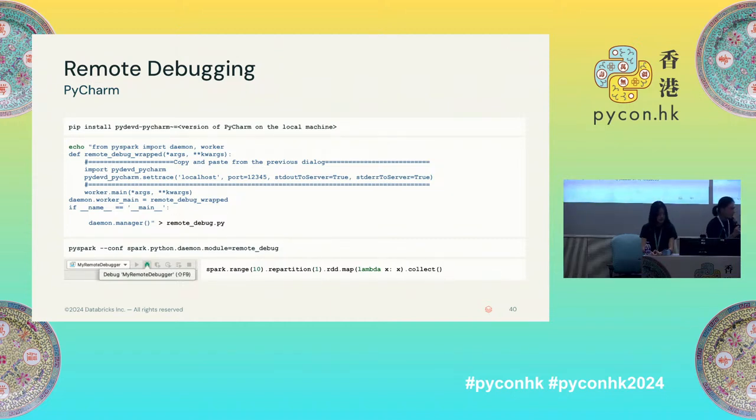So with this, you start the PySpark application, and then you run a Spark job. In PyCharm, there's a debug button. You click that, then you can connect to the running Python worker, and then you can do step-by-step debugging.